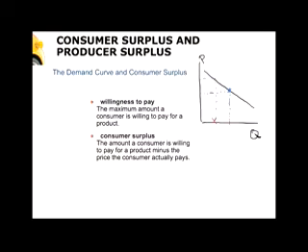Now, consumer surplus is the amount a consumer is willing to pay for a product minus the price the consumer actually has to pay. And so we're going to see that consumers tend to benefit when they buy a good or a service, as long as they're willing to pay more than they actually have to pay. How does this work?